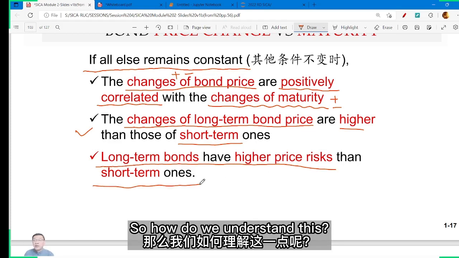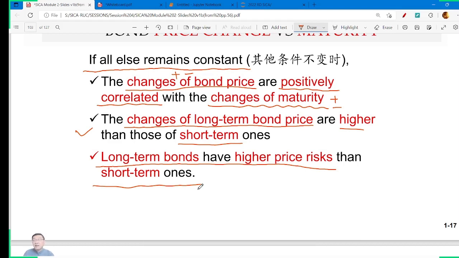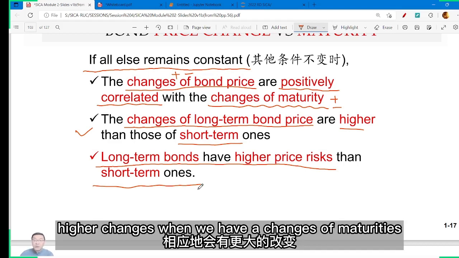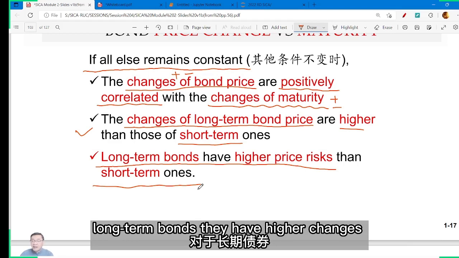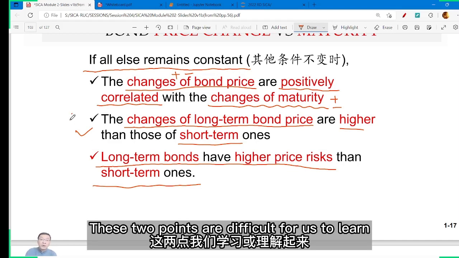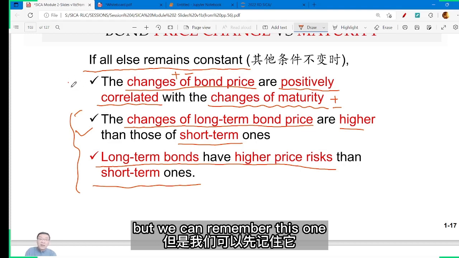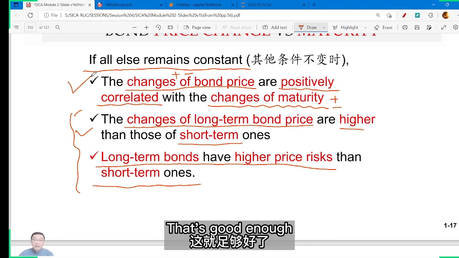So how do we understand this? Because for long-term bonds, we have higher changes. When we have changes of maturity, long-term bonds have higher changes in terms of their prices. So these 2 points are difficult for us to learn or to understand. But we can remember this one. That's good enough.